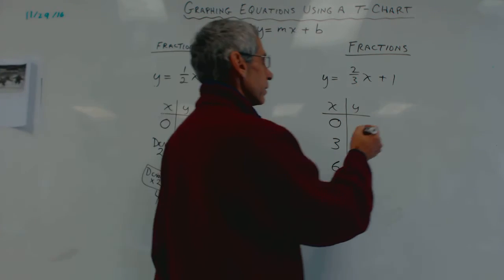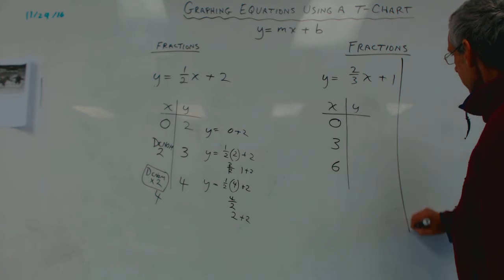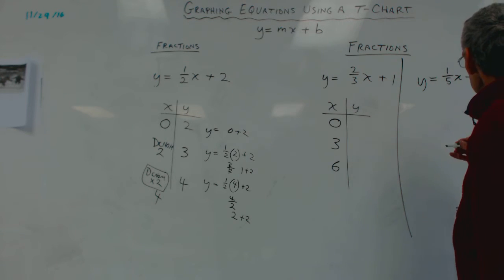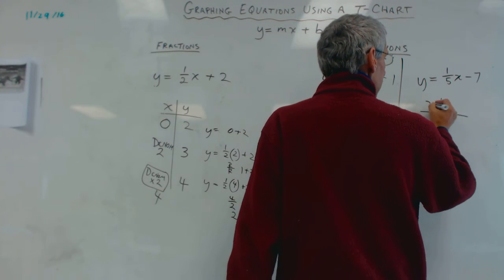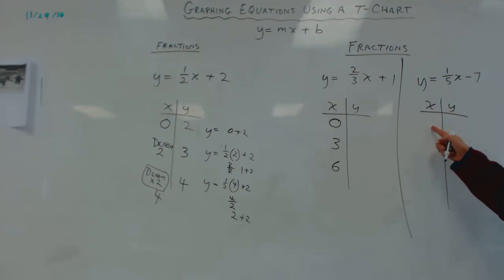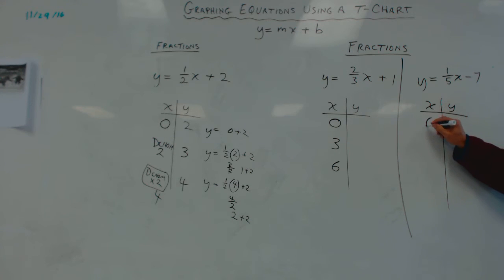All right, I'm going to test you again. Y is equal to 1/5 x minus 7. There's my x and y. Okay, Caleb, what's my first x? 0. What's my second x using the new method? What's my denominator? 5. It's not going to be the same number every time. It's going to be whatever the denominator is. 5. All right, what's my third number?